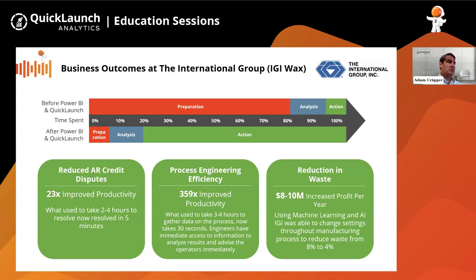That's the same thing that was happening at International Group. 80% of their time was in that preparation stage, and 20% of the time was analyzing and then actioning those results and insights. After modernizing their tech stack, they flipped that. So maybe 5% of the time is preparation, and the rest is analyzing the data, and then you get all action, right? That's how you become a much more agile and nimble organization, if you can change the way you operate around data.